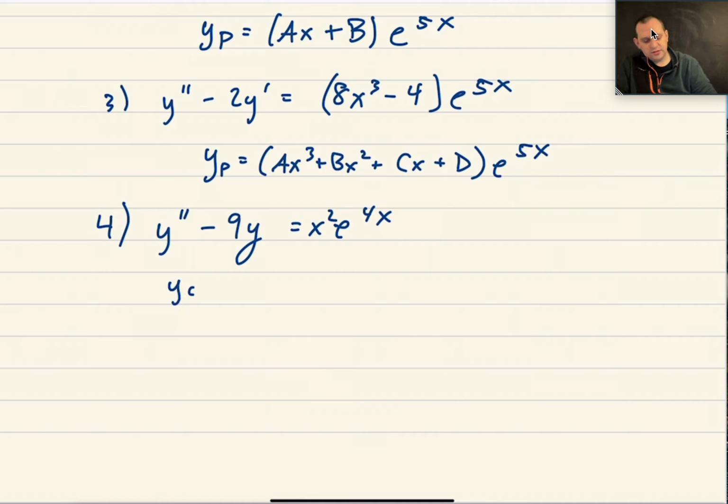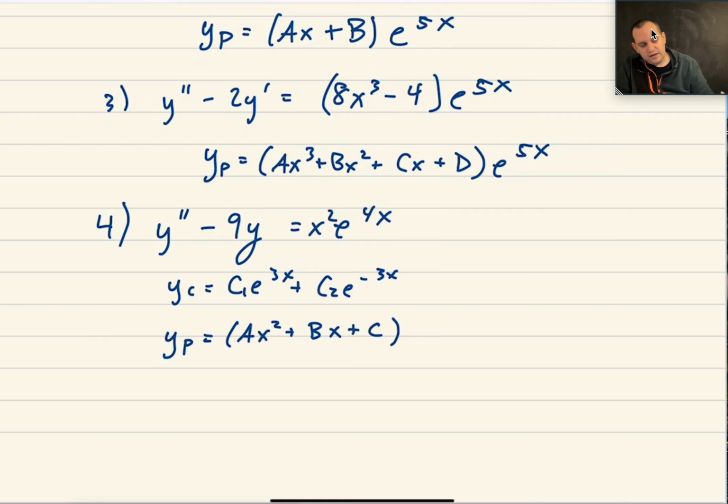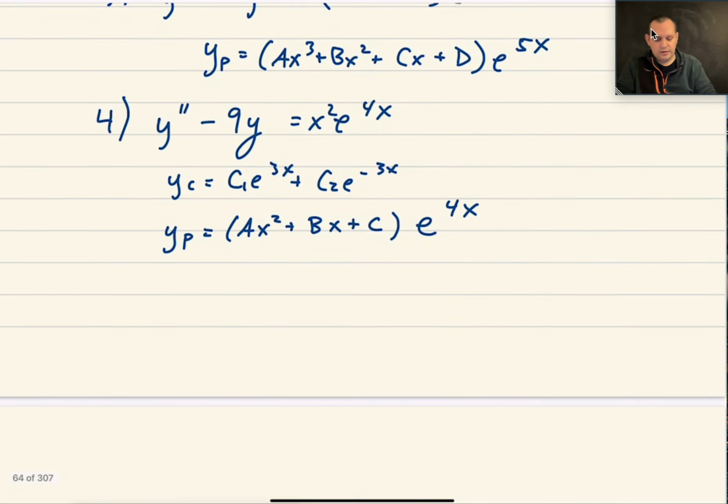So the complementary solution would be c1 e to the 3x plus c2 e to the negative 3x, meaning that 3 and negative 3 were the roots to that characteristic equation. 4 was not a root, so we didn't have to worry about it. So this would mean that our particular solution would be a general quadratic term, ax squared plus bx plus c, times e to the 4x. And then we could figure out the values of a, b, and c from there. Okay, so that's how that would work.